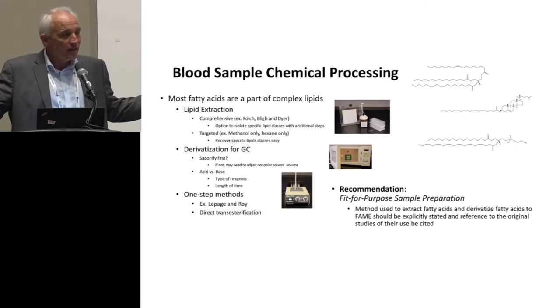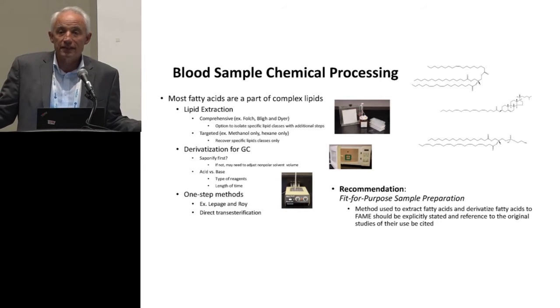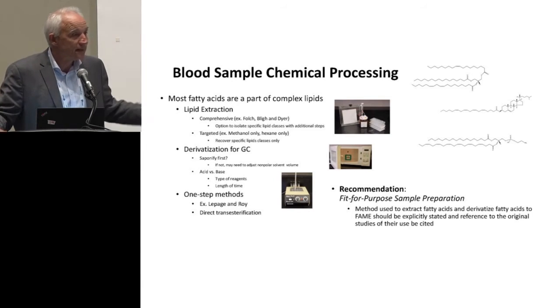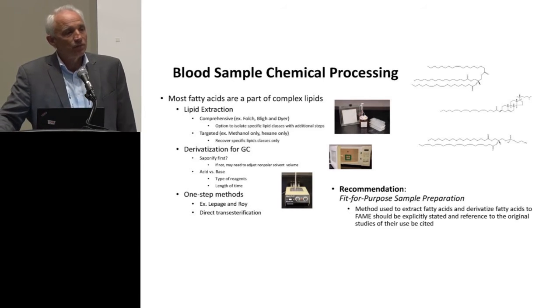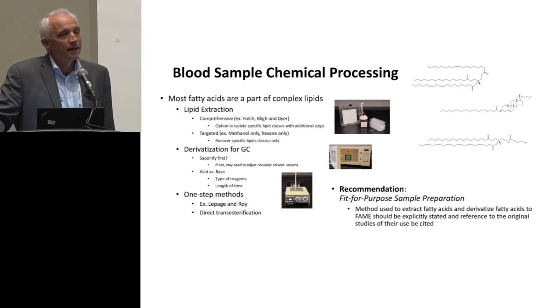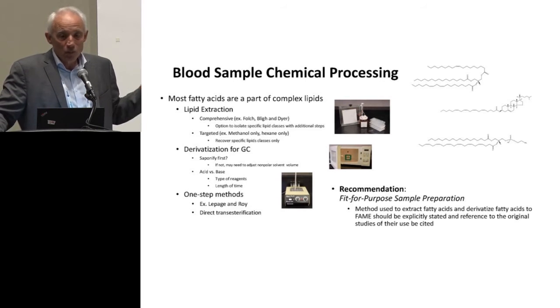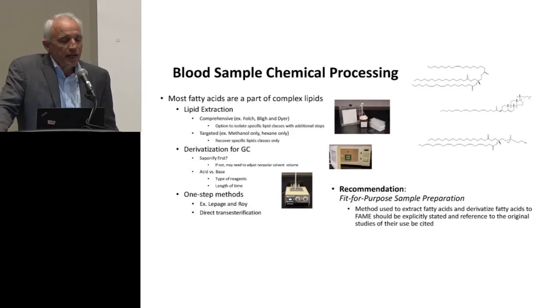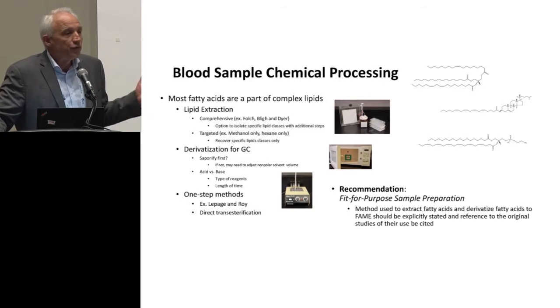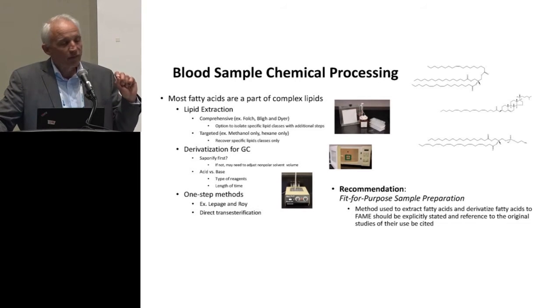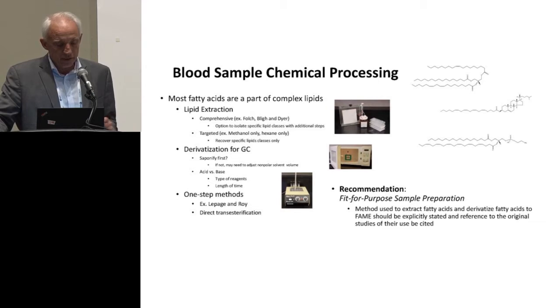And again, if you take a look at the literature, there are myriad ways that you can extract and derivatize. And this is really the old Folch and boron trifluoride methylation procedure that we've all used for so long. That's just one way of so many. So you can have lipid extraction methods that are comprehensive, Folch, Bligh and Dyer, or targeted. So using methanol or hexane will recover specific lipid classes within your sample.